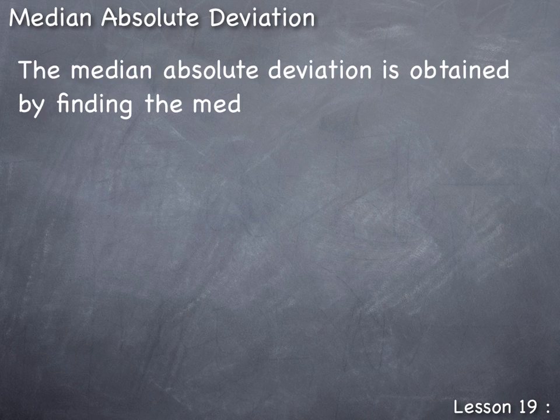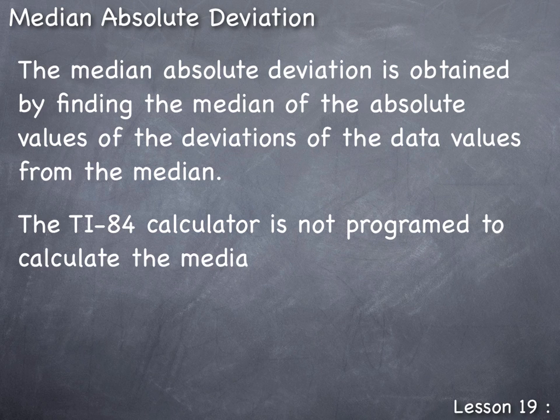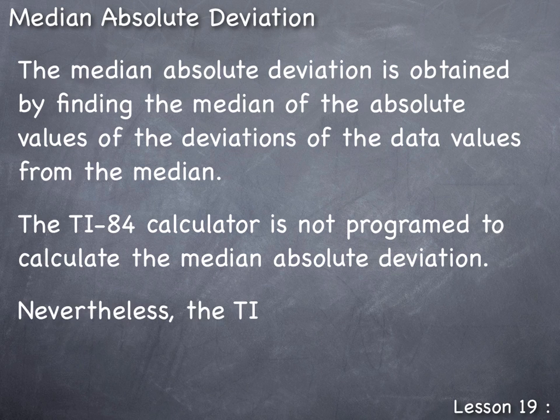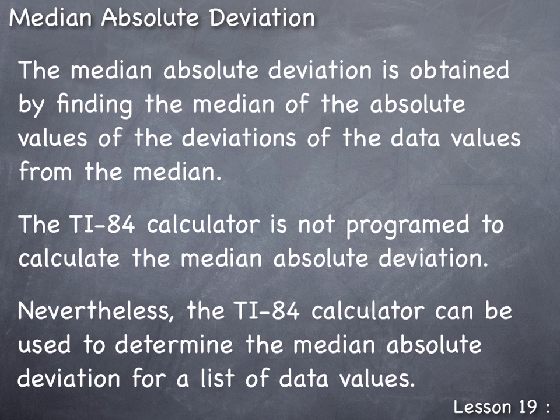The median absolute deviation is obtained by finding the median of the absolute values of the deviations of the data values from the median. The TI-84 calculator is not programmed to calculate the median absolute deviation for you. Nevertheless, the TI-84 calculator can be used to determine the median absolute deviation for a list of data values.